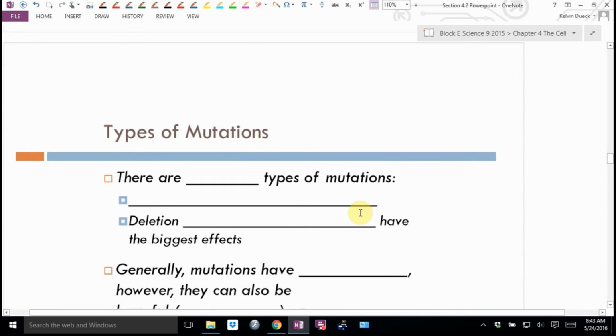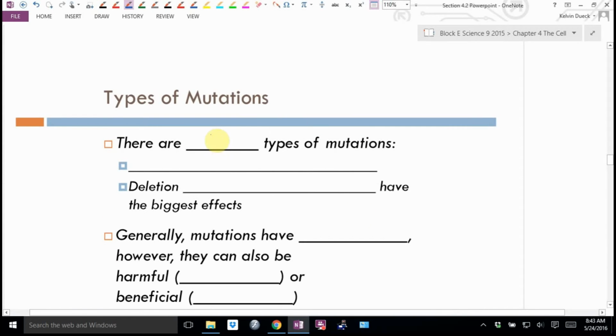Types of mutations. There are 3 types of mutations. They are deletion. You all know what the word delete means. Deletion, Ibrahim, is when you lose a piece of DNA, a base pair, a letter.